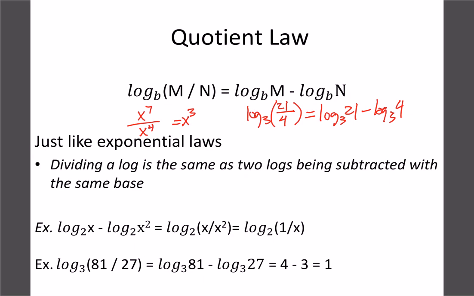If I gave you log base 3 of 81 over 27, we can split that up into log base 3 of 81 minus log base 3 of 27. And once again, 3 to the what would equal 81? That's 3 to the 4. 3 to the what equals 27? Well, that's 3 to the 3. So 4 minus 3 would give us just 1. So all of that should equal just 1.